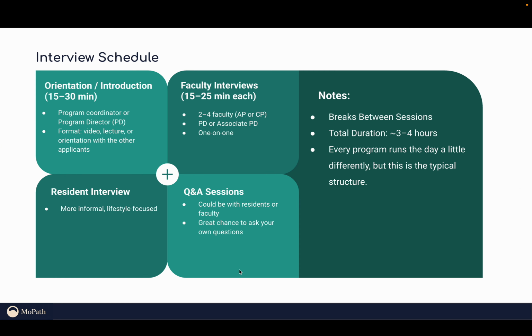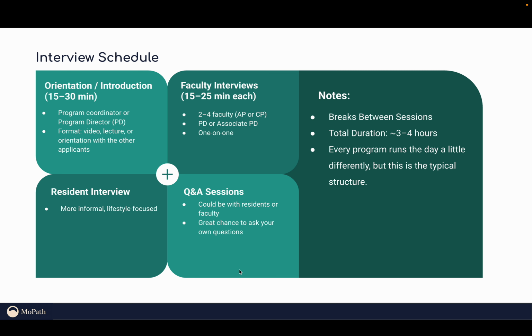First thing, it's about the interview schedule. Probably a couple of days before your interview, you'll get some information about the faculty members and the residents that you'll interview with and your structure. Absolutely, the interview will be different between the programs. The basic stuff is the same.